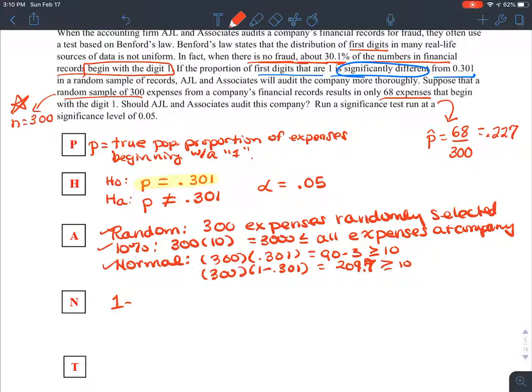Okay, we're going to name the test. This is a 1 proportion z test. By the way, 1 stands for we took 1 sample. Later we're going to look at taking 2 samples and comparing them together. So that's what the 1 is, 1 proportion z test.